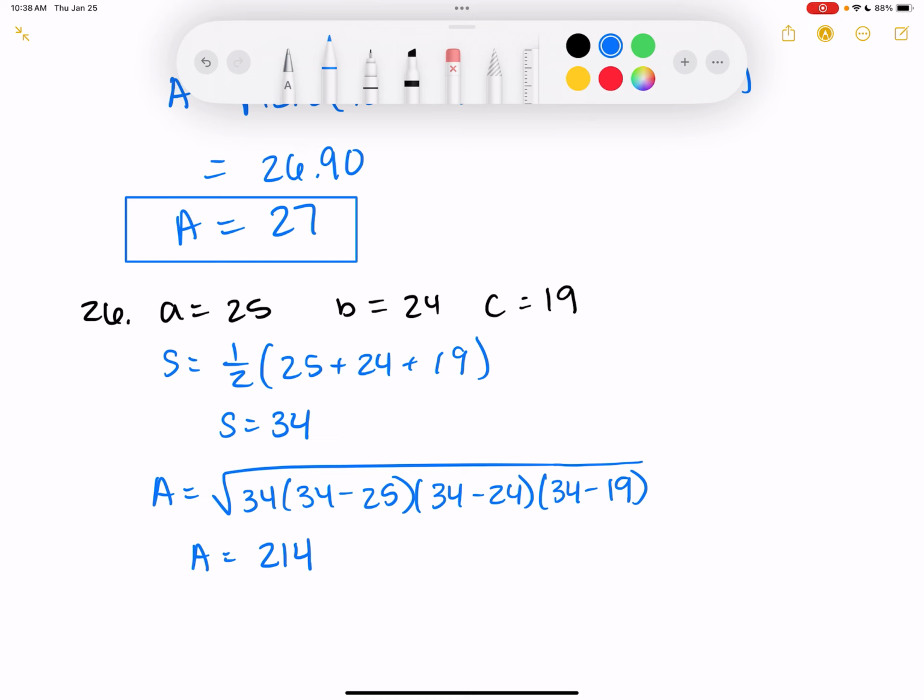All right, what's our area? 214, everyone agree? All right. Sweet. On the first try.